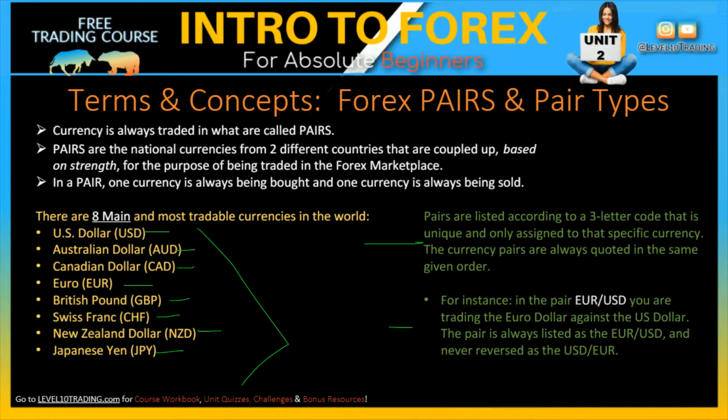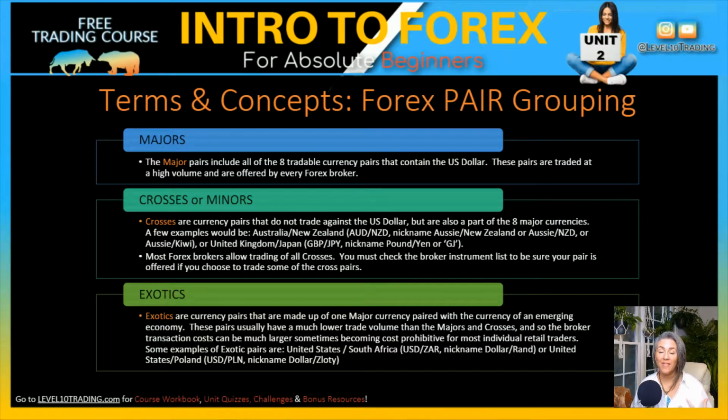Now, the other side of this is while there are many official currencies that are used all over the world, there are only relatively a small handful of currencies that are stable enough, both politically and economically, to be demanded in sufficient quantities, resulting in being actively traded on the Forex exchange. You have the 8 main currencies that we just went over, but then those 8 currencies that are put into pairs are broken further into groups, and you have pairs that are majors, pairs that are crosses or minors. You'll hear them referred to both ways, and you have pairs that are exotics.